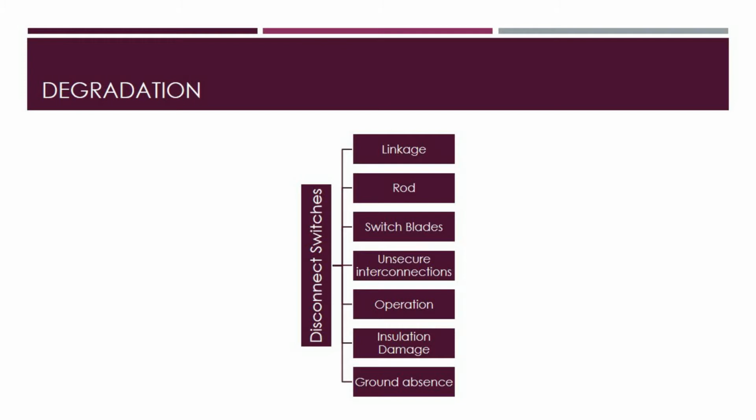So to summarize, the key degradation mechanisms generally for a switch include linkage mechanical degradation, corrosion of working rod or steel hardware, switch blades becoming misaligned, resulting in excessive arcing, interconnections that are unsecure, damage to the insulations, and the absence of ground connections. The actual operation of the switch can be a form of degradation as well if it operates too much, for instance, because it is a moving part.